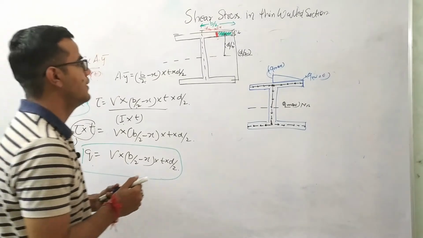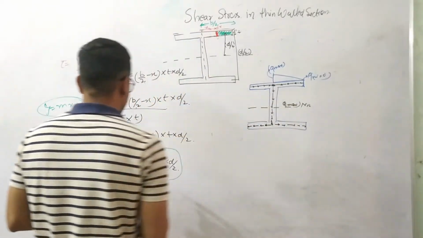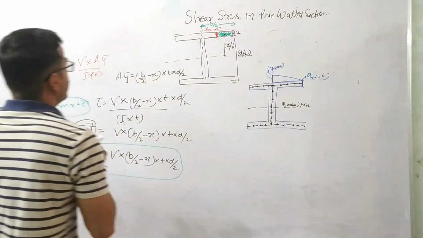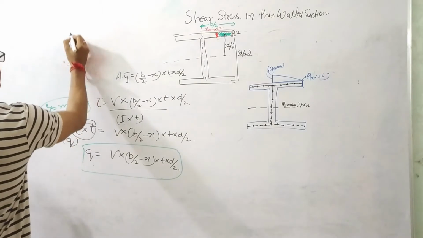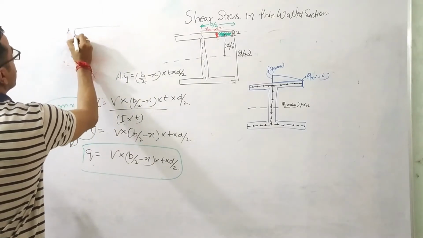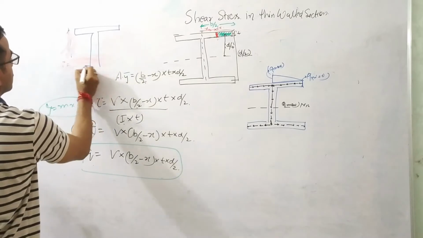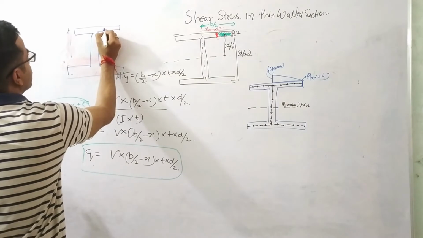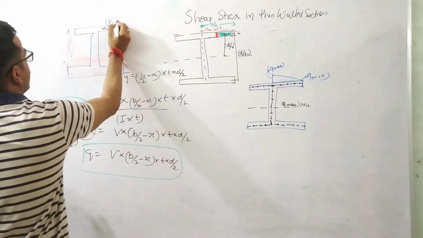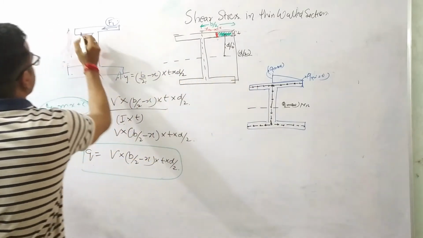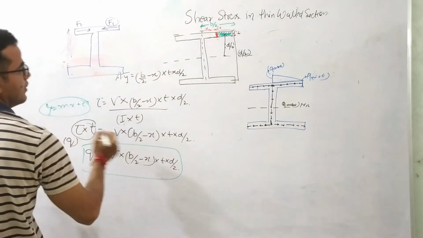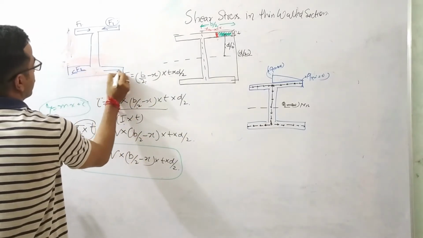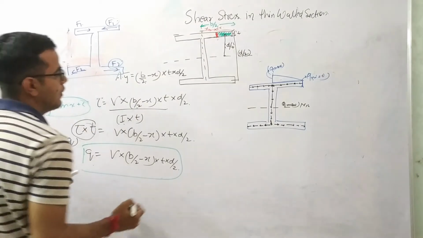Now, if I want to calculate the net effect, let us suppose this is the I section. The net effect of this shear flow will be a force in this direction, which we will denote by F1. Due to this shear flow there will be a symmetrical force, also F1. Similarly, the net effect of this other force will be F2, and here also it will be F2.